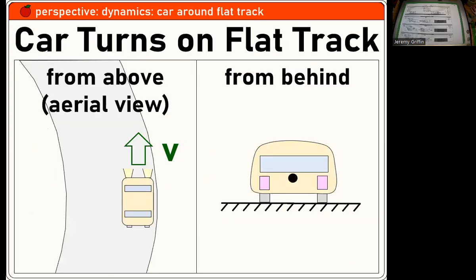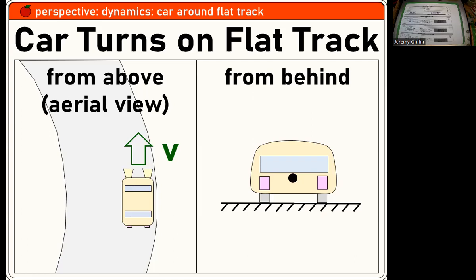What if the car is turning and it's on a flat track? Now, if it was on a banked track, it's probably easier to get it to turn. Maybe the horizontal component of the normal force is acting as a centripetal force, but that's not what we have here. What we have here is a flat track, so what is the force that's allowing it to turn? What force is acting as a centripetal force? It's not the weight, it's not the normal force, it's not a tension. Friction. If there's no friction, you couldn't turn like this.